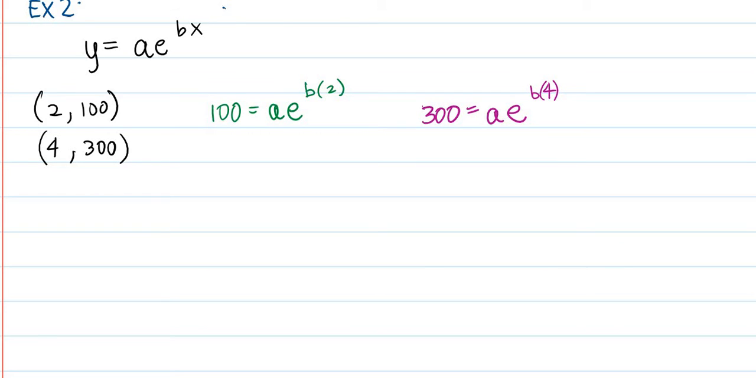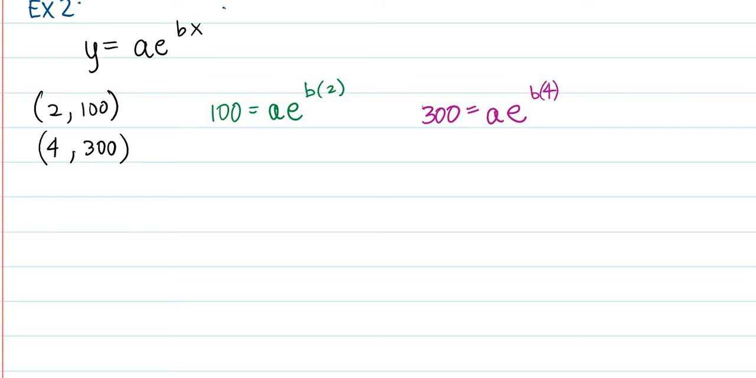So now I have two equations with two unknowns, so I can solve it as a system of equations. In this case, it's not a linear system, so I'm going to have to do some substitution. I can't use elimination. I probably could use a ratio if I wanted to, actually, but that doesn't totally help us.